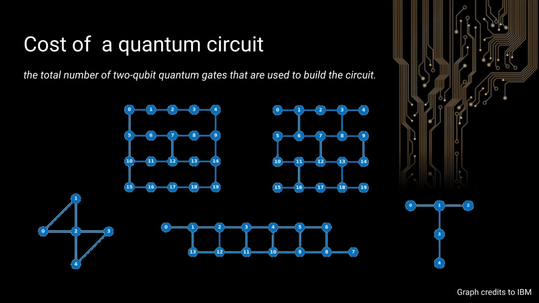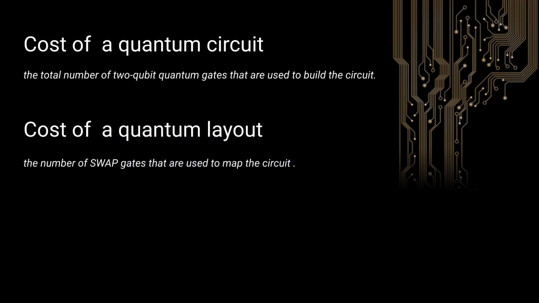There may be different physical layouts, and we are looking for the best configuration for every one of them. Also, we should note that the cost of a quantum layout is the number of swap gates used to map the circuit to a physical layout.